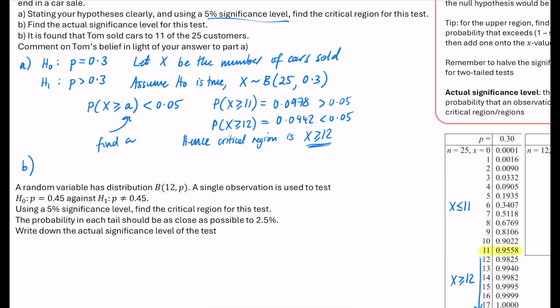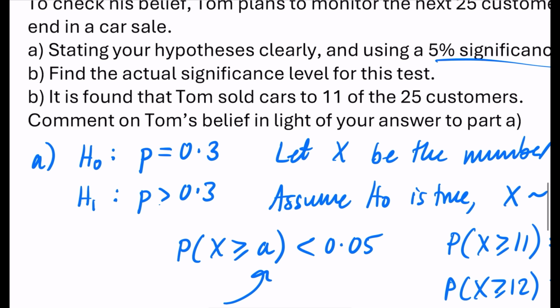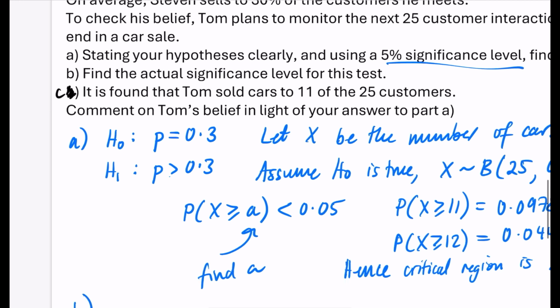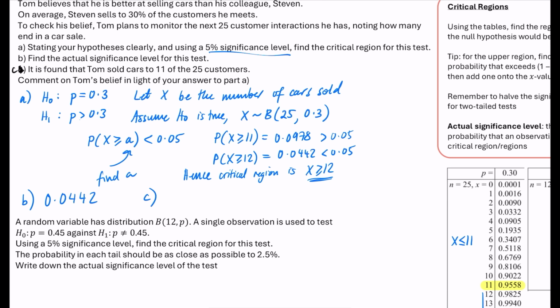And then part B. Of course, I'm going to change this on the PDF because that is complete nonsense. So part B says find the actual significance level of the test. Well, we could have just written down here the critical region is x over 12, but we've now actually got that the actual significance level is the probability that something appears in the critical region. You can either do it on your calculator, you can read it from the tables. I'm just going to write down that the answer is 0.0442.